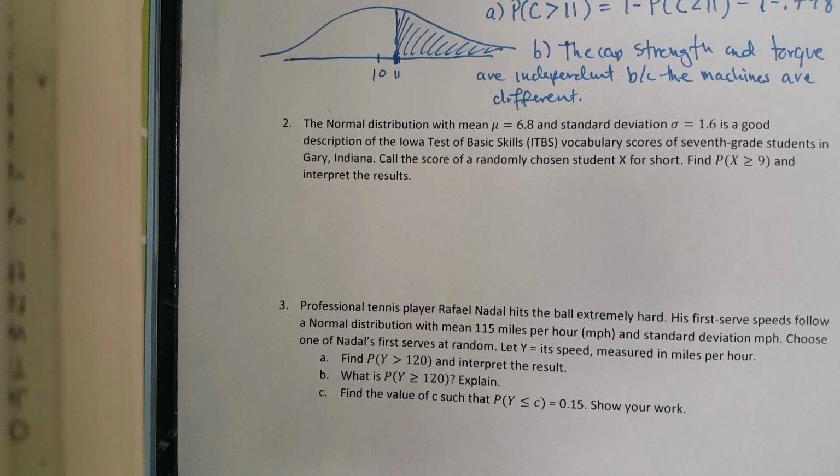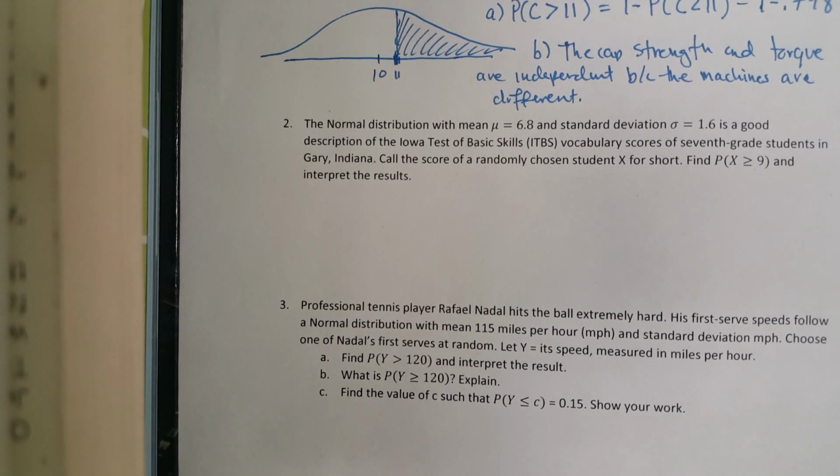All right, the normal distribution with mean 6.8 and standard deviation of 1.6 is a good description of the Iowa Test of Basic Skills, ITBS, vocabulary scores of 7th grade students in Gary, Indiana. Call the score of a randomly chosen student X for short. Find the probability that X is greater than or equal to 9 and interpret the results.